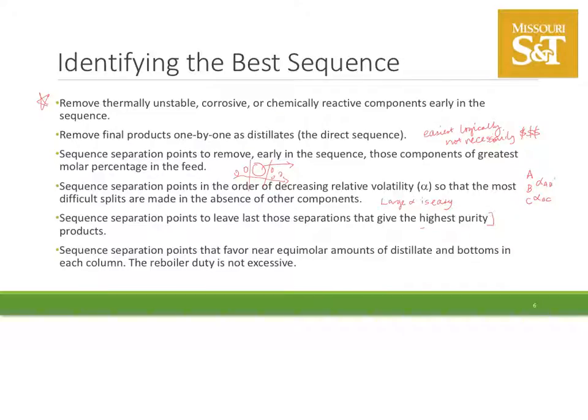And then sequence separation points that favor near equimolar amounts of distillate and bottoms in each column, as long as the reboiler duty is not excessive. So as we're doing this and we bring in our feed here, and I've got my distillate and I've got my bottoms product, if I need a whole bunch of distillate and just a little teeny amount of bottoms product, that's going to make for sort of awkward operation because I'm going to have a lot of material flowing in the top half of the tower and very little in the bottom half of the tower. Okay, so if you can keep those flows fairly similar in the top and the bottom half of the tower, it will make the design of the tower a little bit easier.